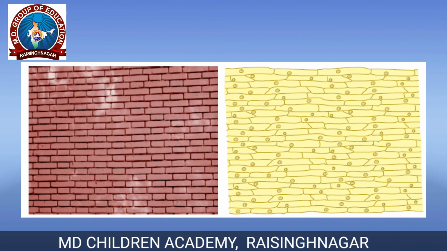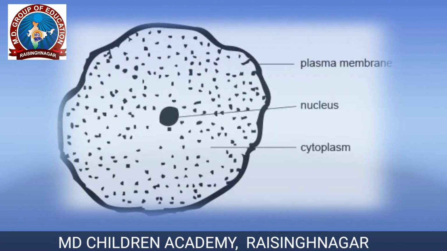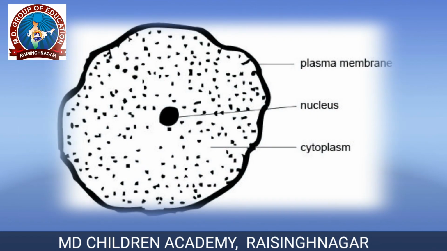We need a microscope for this purpose. Before discussing further, let us understand the structure of a cell. Here is a simple structure of a cell. The outermost layer of a cell is known as the plasma membrane or cell membrane. Cytoplasm is the jelly-like structure filled inside the cell body.